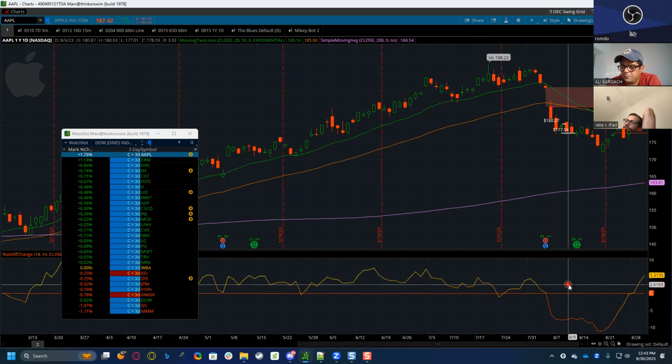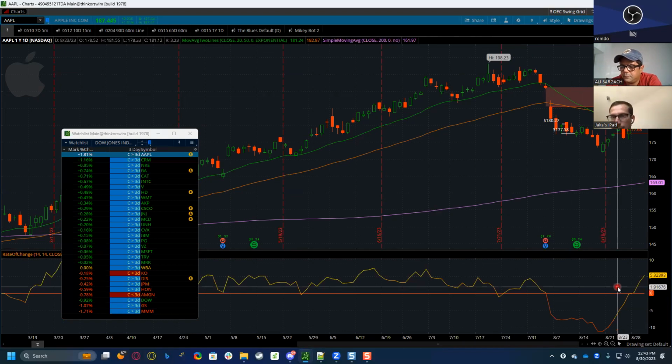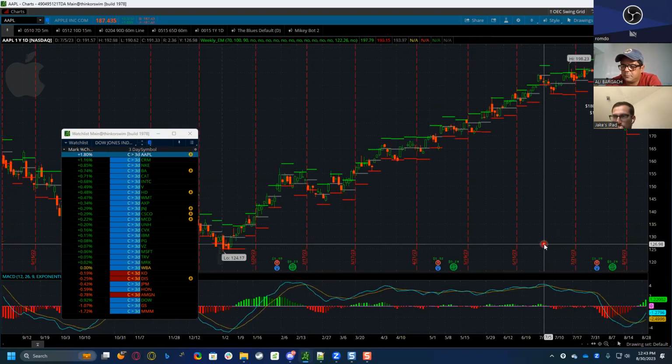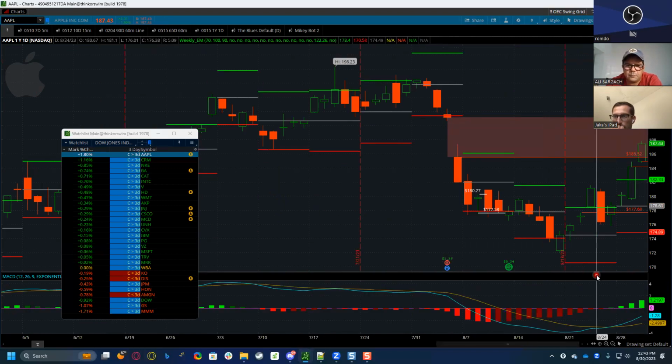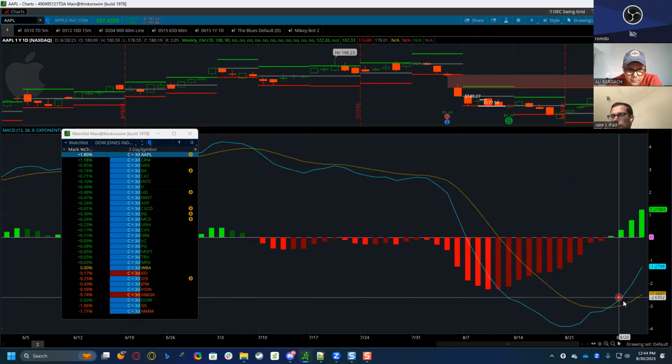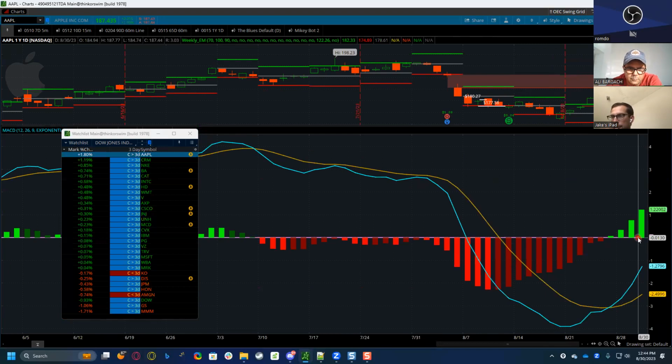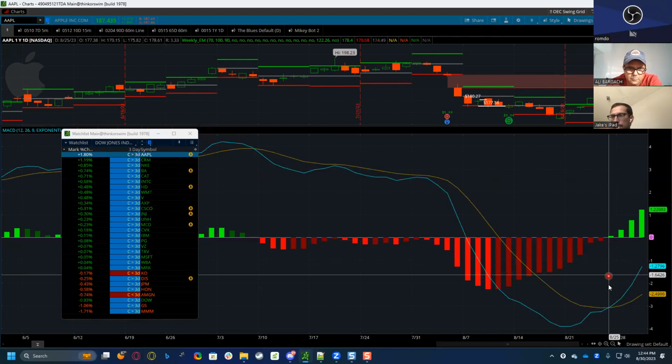So we've got this bullish divergence in the rate of change. That's in our favor if we're looking at any long plays. We've got a MACD cross up. So we're still in a primary downtrend because we're underneath the 0 line, but the secondary trend is bullish.